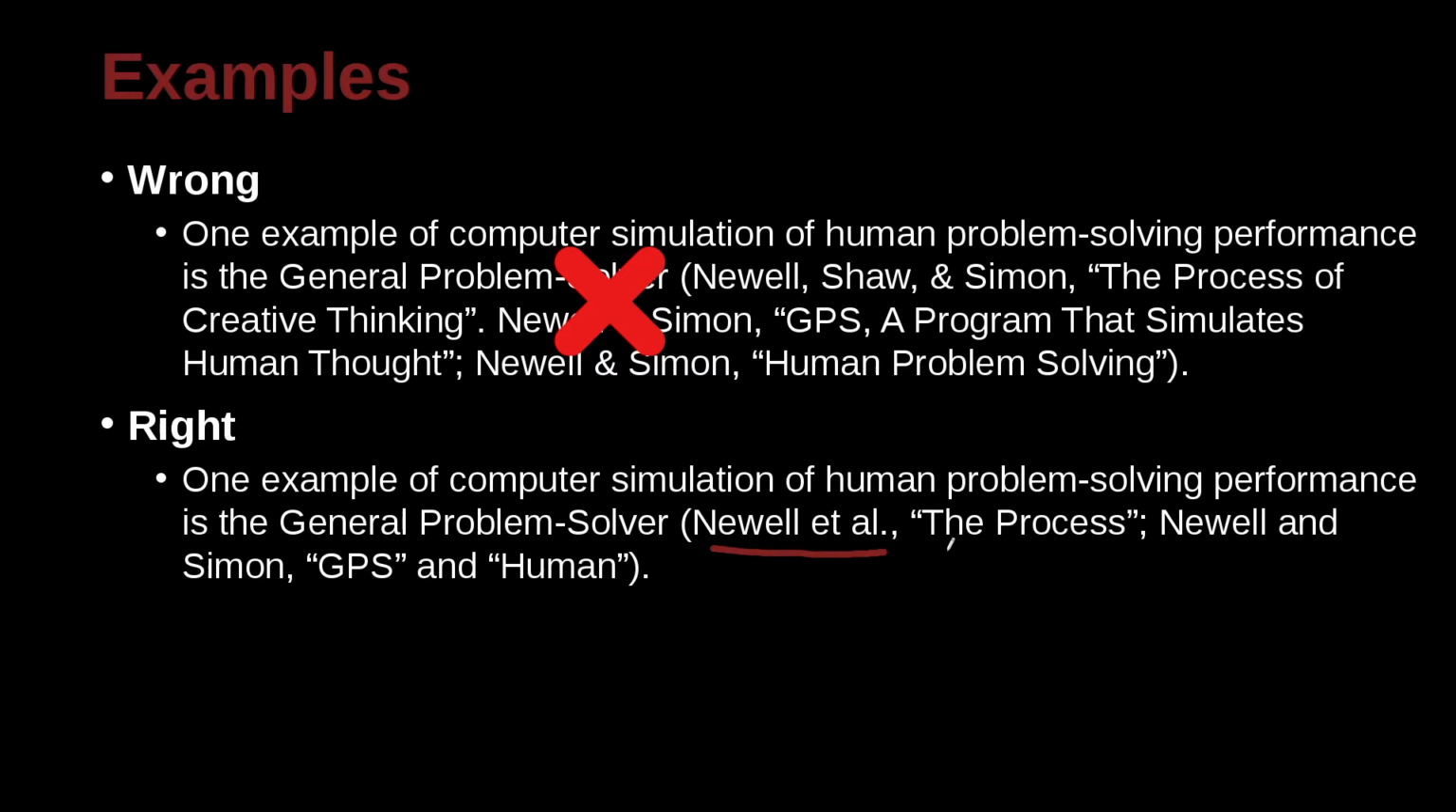And we have the name of a chapter or a subpart of a larger whole. Newell and Simon, that is 2 authors. We don't use that at all because it's just 2, it's not 3 or more. And then one of the chapters is called GPS and one of the chapters is called Human. So these are 2 works, but by the same author.